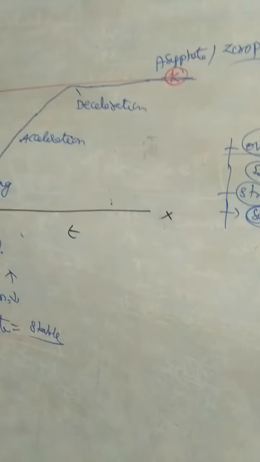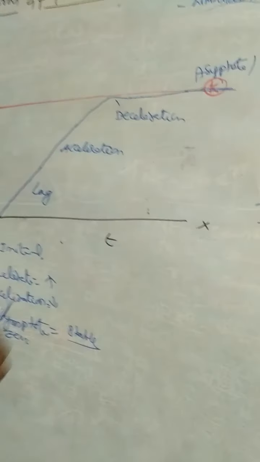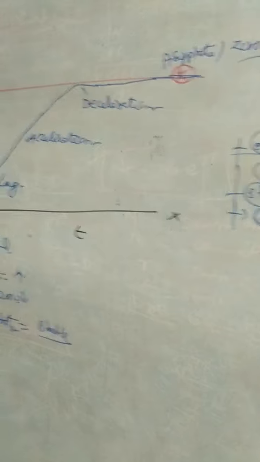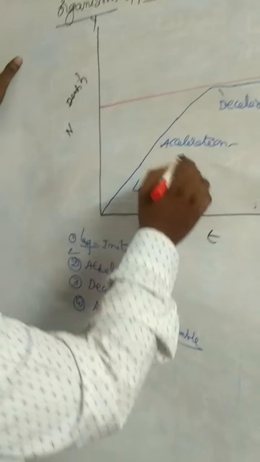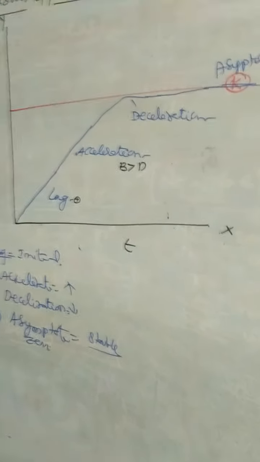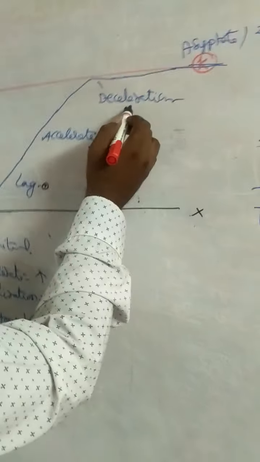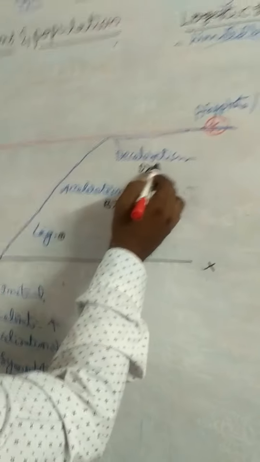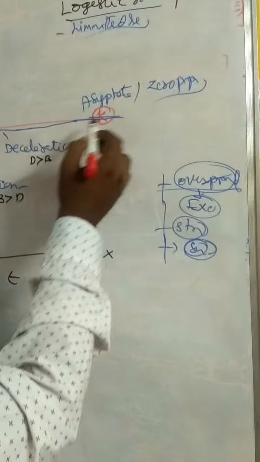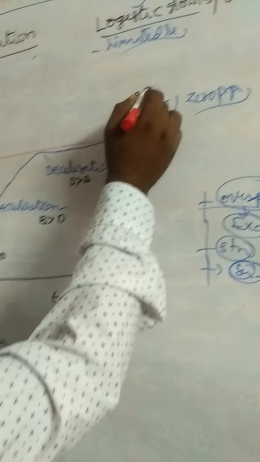According to logistic growth curve, there are 4 phases. What are the 4 phases? Lag phase, acceleration phase, deceleration phase, and asymptote. In the lag phase, the number of individuals gradually increases. In acceleration phase, birth rate is greater than death rate. In deceleration phase, death rate is greater than birth rate. In asymptote or zero population, birth rate is equal to death rate.